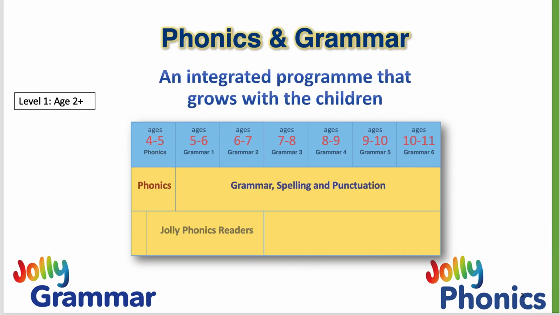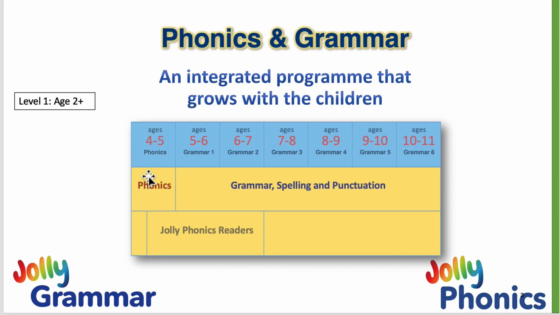So here we know that in the first level, level 1, age 2 plus onwards, we start introducing letter sounds. You can start from the age of 2 as well, but it's not like you are teaching them how to write or form letters; you just introduce them to the letter shape and the vocabulary. This is level 1, and then comes the phonics program, age 4 to 5, the perfect age for a child to know all about the concepts of phonics and the related areas.